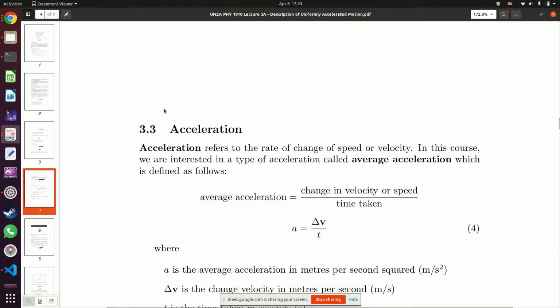Okay. The other thing we're interested in is something called acceleration. Now, acceleration refers to how fast the speed or the velocity is changing. That's what acceleration is. If the speed is not changing, then there's no acceleration. The change in speed can be an increase, the speed or the velocity can increase, or the speed or velocity can decrease. Okay?